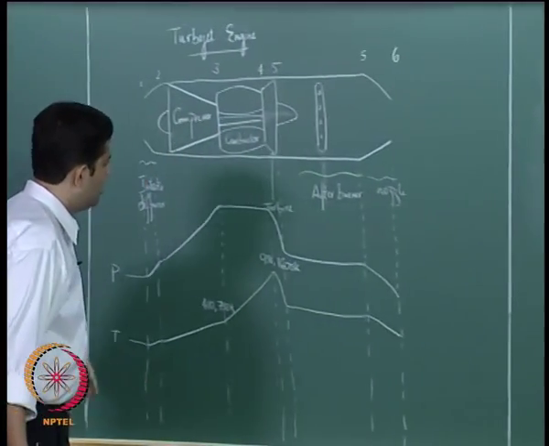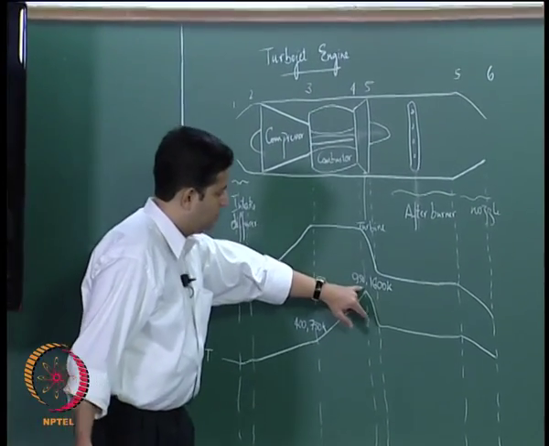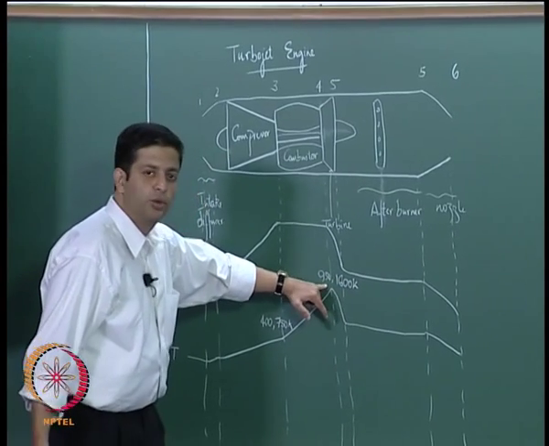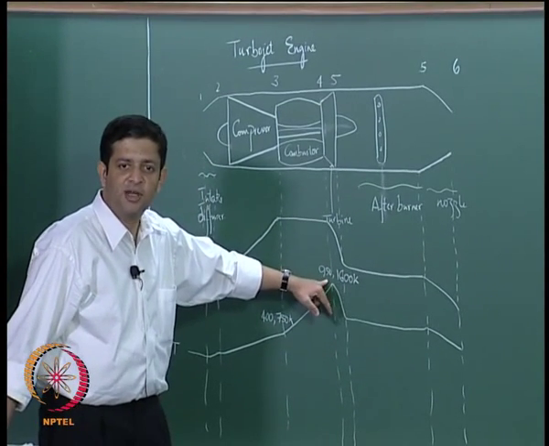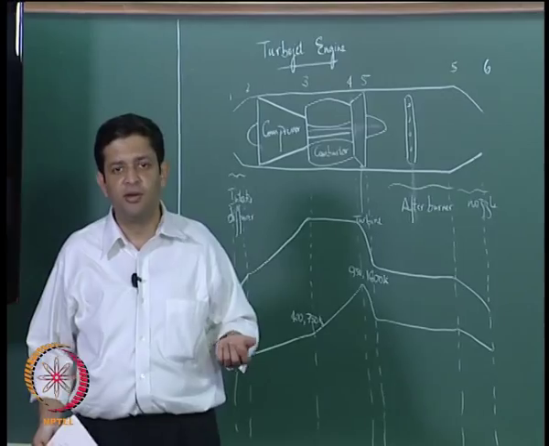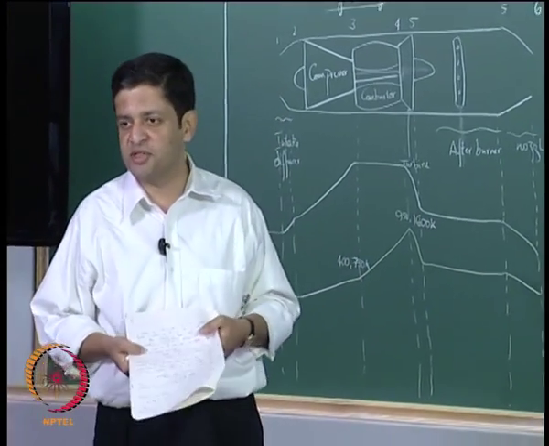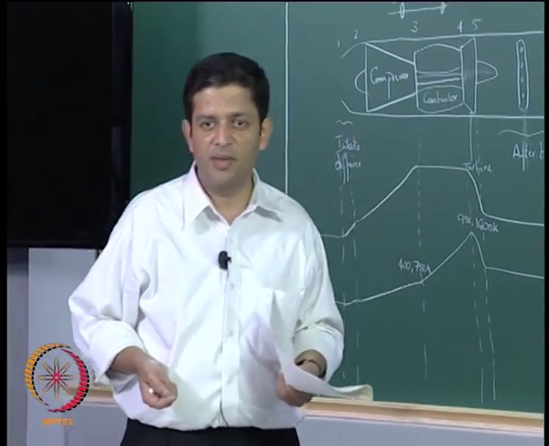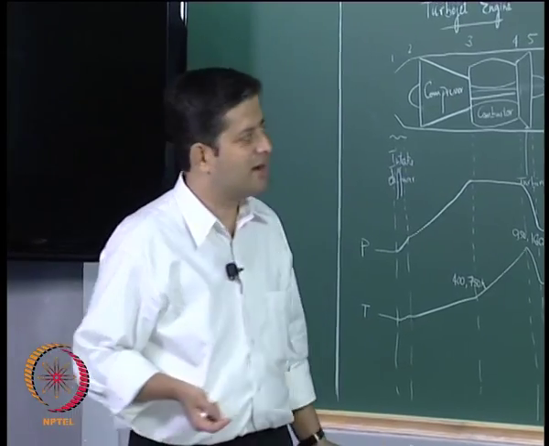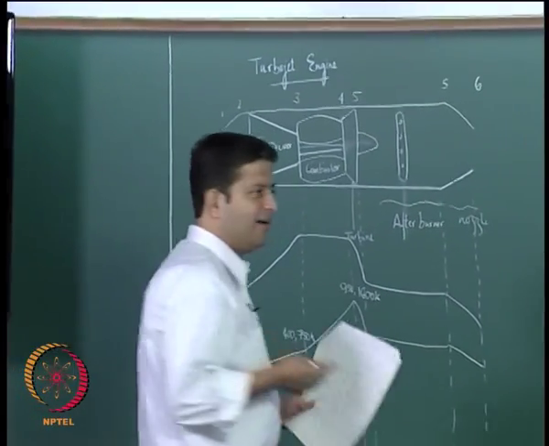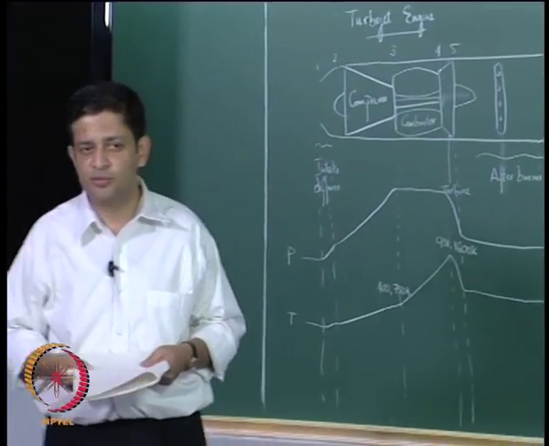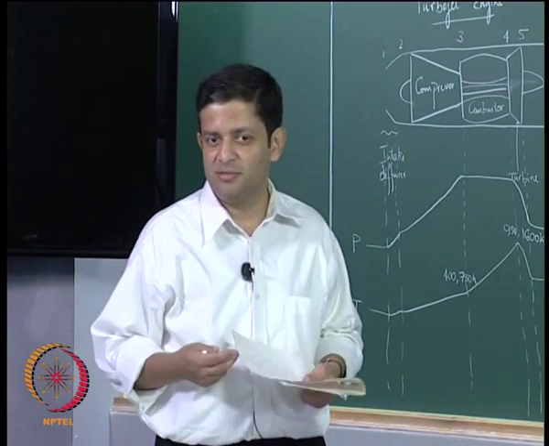And now compare that with what we are letting this go to. This is around 1600. Why do you think we are not letting it go to such a high temperature? Turbine inlet temperature. Turbine inlet temperatures need to be lower. Why is it to be lower?